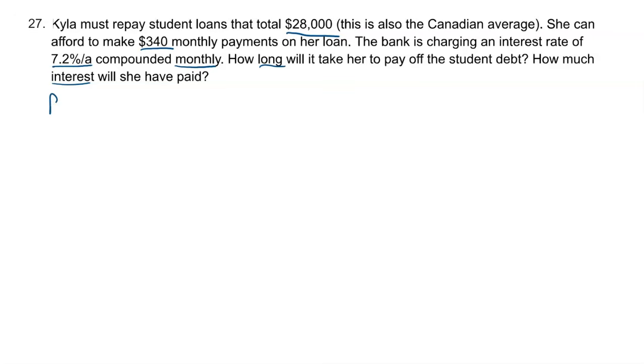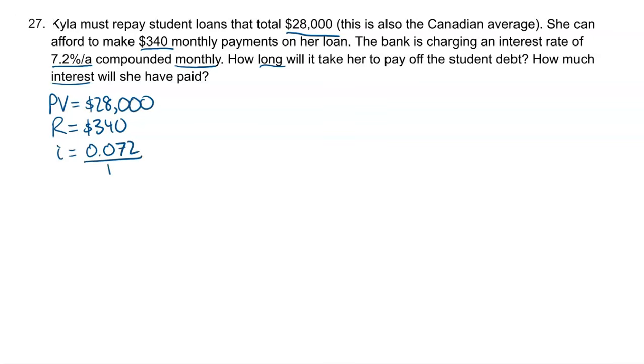So let's get down to it. The equation that we need to use here is the present value equation, but the value that we want to start with is that present value. So we're starting with $28,000 and we're paying that off down to 0. So that's why we're not using the future value equation. The regular payments that Kyla is making is $340.